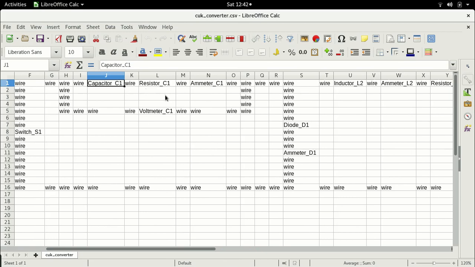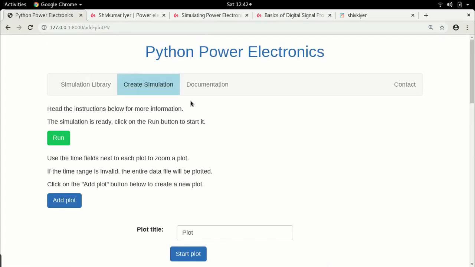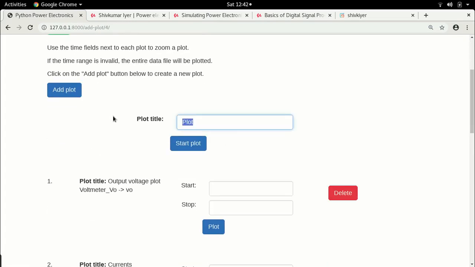So let's look at what's happening with the decoupling capacitor. The first thing we need to do, of course, is add a plot, and let's call it decoupling cap voltage.